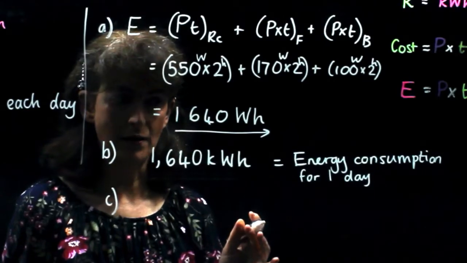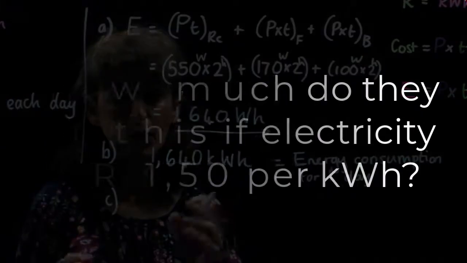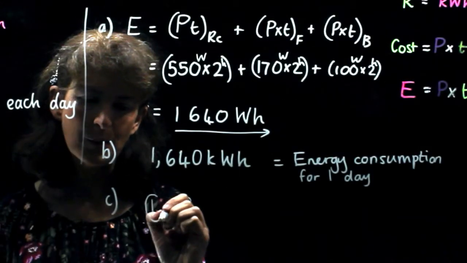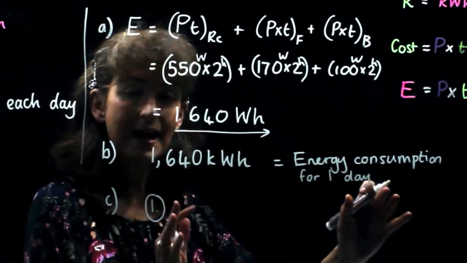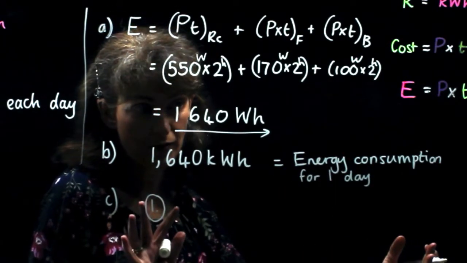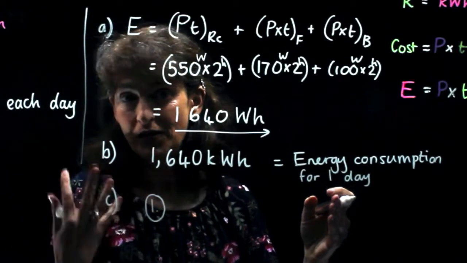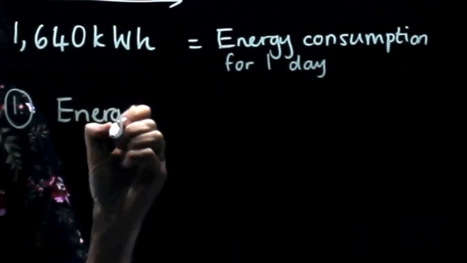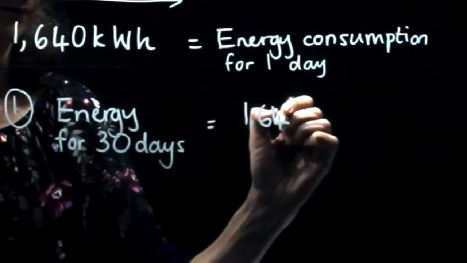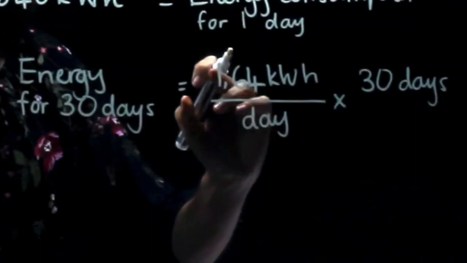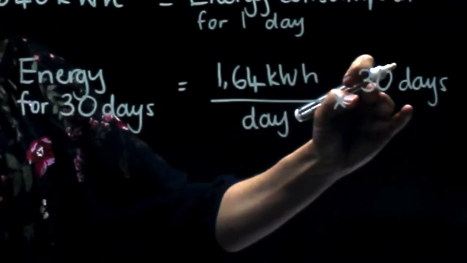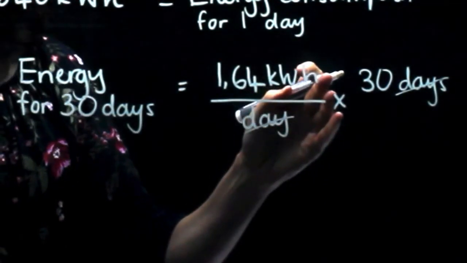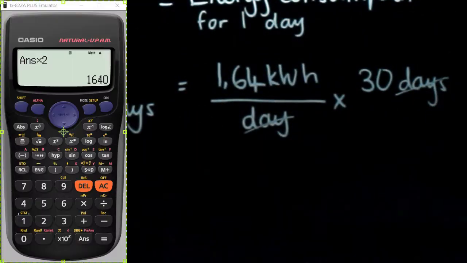Now we have to work that out for 30 days, and we also then need to figure out how much they have to pay. Our first step is to work out, well, what's the energy consumption for a whole month? If this is for 1 day and there are 30 days in a month, can you see? Of course, you must multiply this by 30. So this is the energy consumption per day, and we need it for 30 days. Notice how days cancel, and then we're given the energy consumption for all 30 of those.